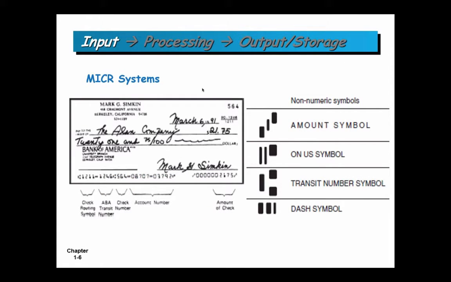MICR. You probably have seen these numbers on the bottom of your checks. It's actually magnetic ink, those numbers. And they tell a story about where it's coming from.